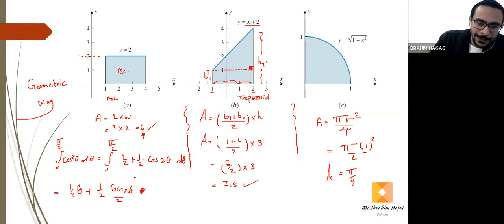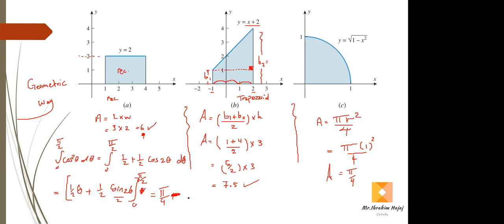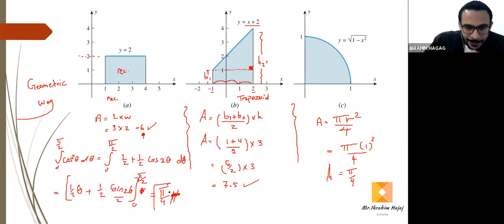No, there is no c here, there is an evaluation from 0 to pi over 2. Start by substituting: half theta means half times pi over 2, which is pi over 4, right? Plus 1 half sin 2 theta, so sin pi, negative sin 0. So all this is 0, and it's pi over 4. Pi over 4 minus, when you substitute 0, gives what? Half times 0 plus half sin 0. Sin 0 is 0 too. So it's 0, and it's pi over 4, the same as we did here.